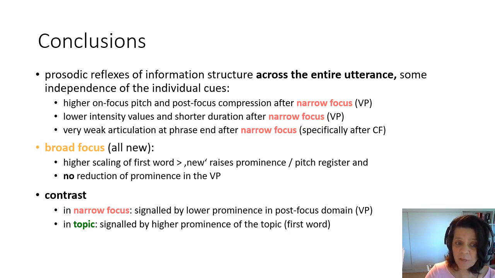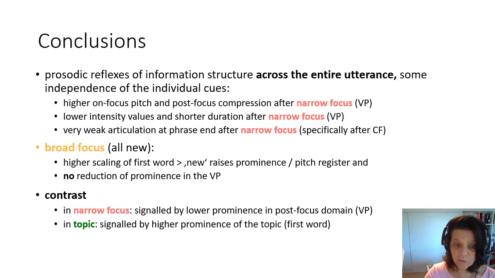And as far as broad focus is concerned, we found that the first word was scaled almost as high as in the narrow focus condition, but there was no reduction of prominence in the VP. This indicates that new actually raises prominence and pitch register.